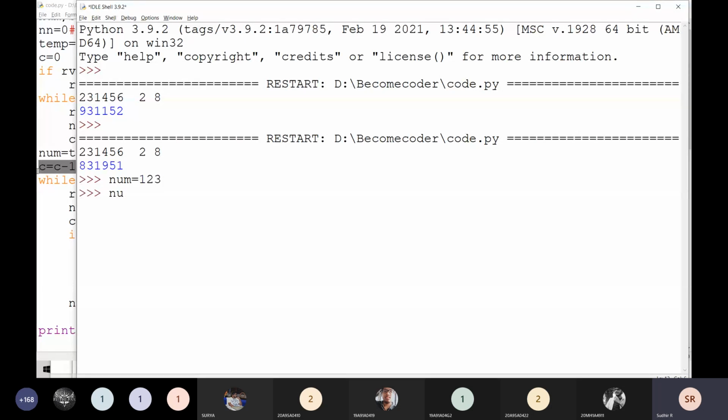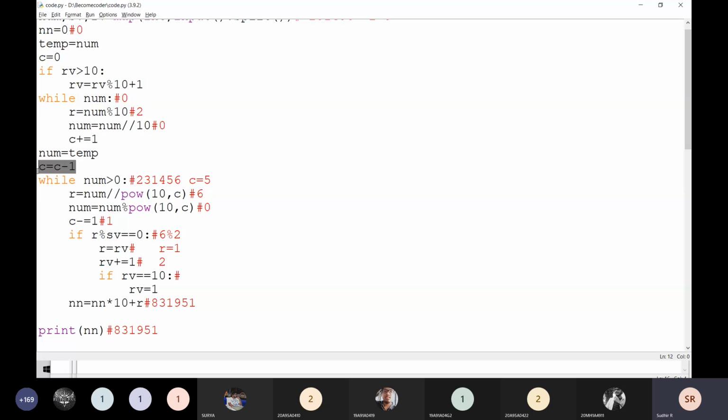Yes, definitely. That is the logic here. That's why I am going to take C is equal to C minus 1. For example, here number is equal to 123. If I want to get the first value, how many digits are there? 3 digits are there, right? If I write num mod num by power of 10 comma 3, it is going to give a 0 here. If I take a 2 here, then it is going to print the first digit. That means number of digits minus 1 will give the first digit. That's why I'm taking C is equal to C minus 1.